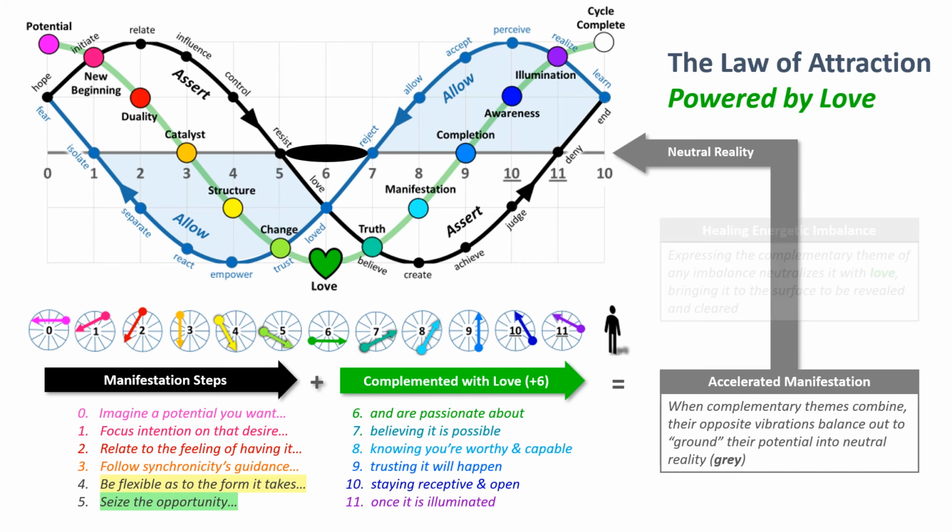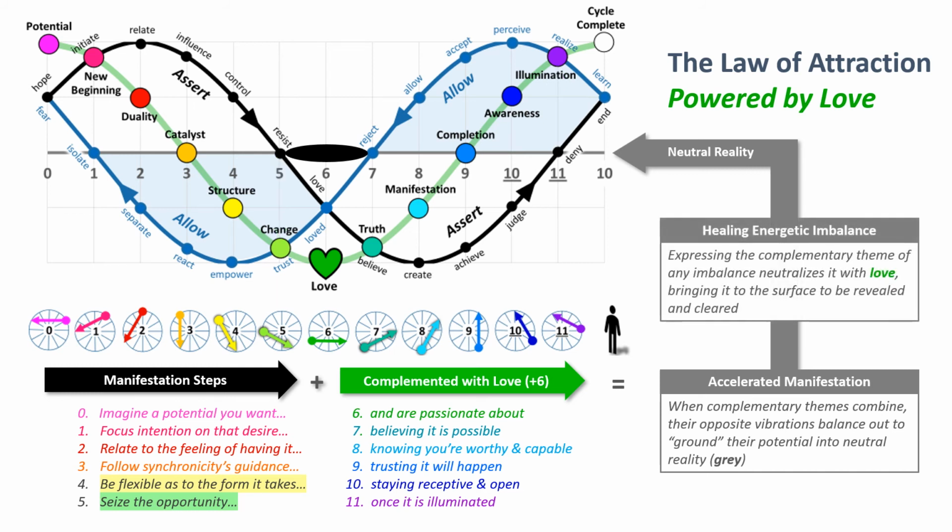In fact, we can apply it in the very same way for manifesting balance of any kind, such as the healing of emotional, mental, or physical imbalance. Again, expressing the complementary theme of any imbalance helps neutralize it with love, bringing it to the surface, as gray, so to speak, to be revealed and cleared. Those familiar with chakra balancing of our energy body and aura will know exactly what I'm talking about. This too is a dynamic vibrational spectrum of colored frequencies centered through the heart chakra of love. But I'll save that topic for a separate video.